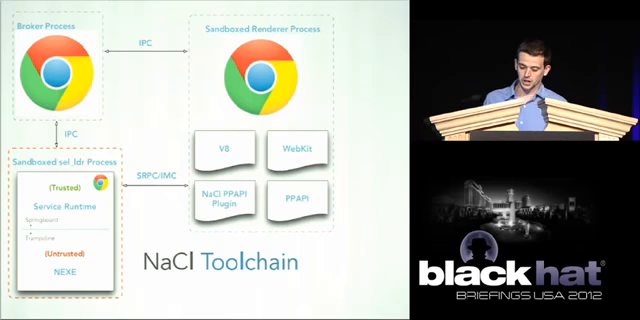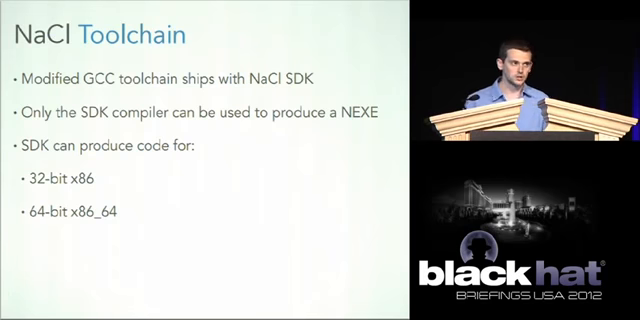The native client toolchain doesn't necessarily belong in this graphic, but I felt that I would add it here. The NACL toolchain produces the untrusted Nexi modules that are going to live down here in the bottom left in this service runtime process. And again, like I said in the beginning, you have to use the native client SDK in order to produce untrusted Nexi modules. You can't use GCC, you can't use LLVM. And the NACL SDK ships with a modified GCC toolchain for producing native client modules exactly to their exact specifications.